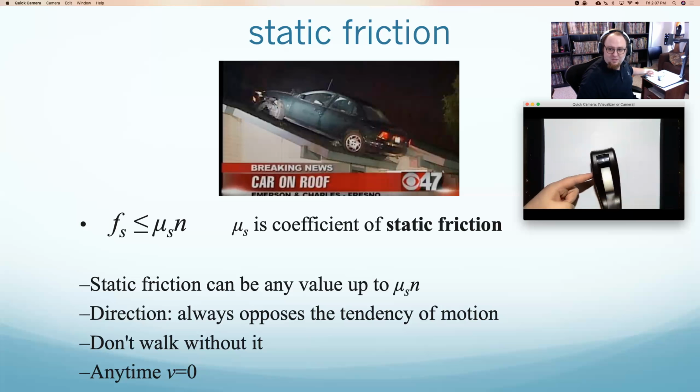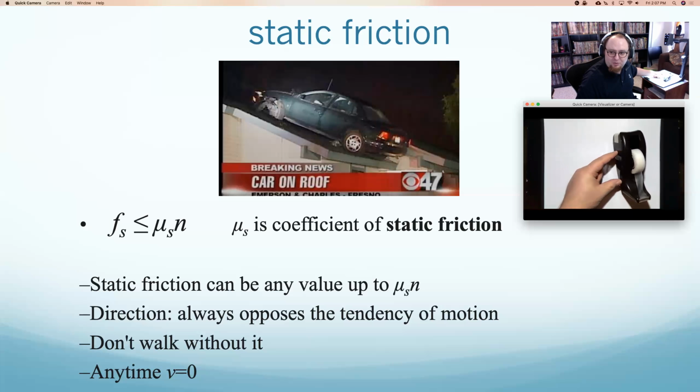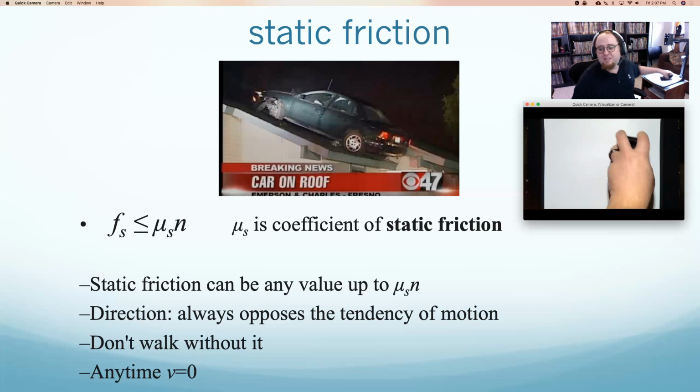That works. So if I start pushing on this, if I push lightly, it has static friction to balance it. When I push harder and harder and harder, what's going to happen is static friction will get bigger and bigger and bigger until I push hard enough to move it. And at that point, that means I went above the maximum value of static friction. But the maximum value of static friction is F sub S max. But it can be anything leading up to that.